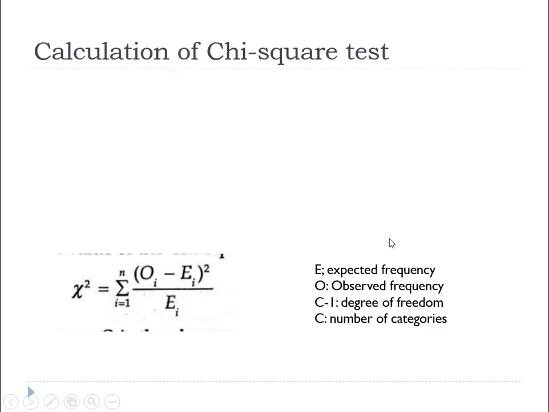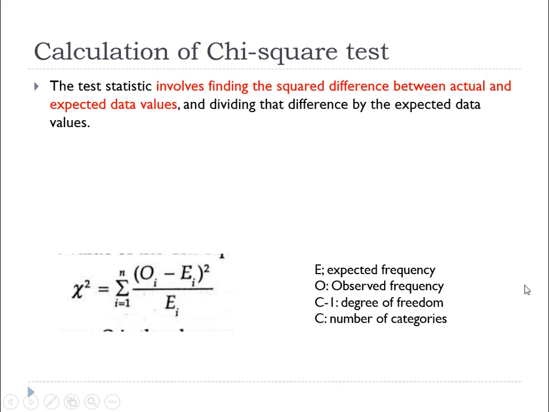And here also you have the concept of degrees of freedom. If the number of categories is C, then the degree of freedom is C minus 1. So basically you can calculate the chi-square test, which involves finding the squared difference between the actual value and the expected value, and then dividing by the expected data values. This formula will be applied for each data point, and then later we sum it up.